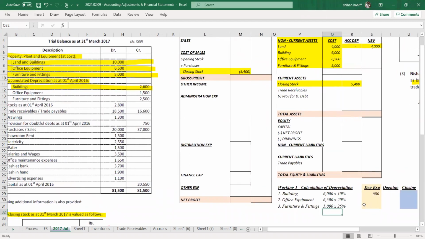So we have calculated: 6,500 into 20% is 1,300. 5,000 into 25% is 1,250. So these are the expenses.